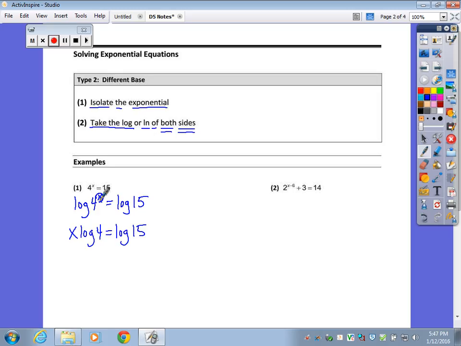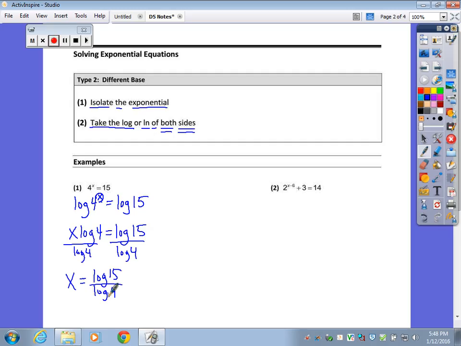It's allowing me to get the x down from up high, because now in order to get x by itself, he's multiplying a log 4. So if I divide both sides by log 4, I have my answer. The log of 15 divided by the log of 4. That's what x is equal to.